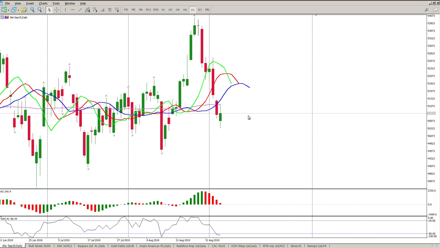So we did get a bit of a rejection bar. This is kind of a nothing bar to me, to be honest. There are tails either side, but we've got a fairly large body. So basically, to me that's indecision.